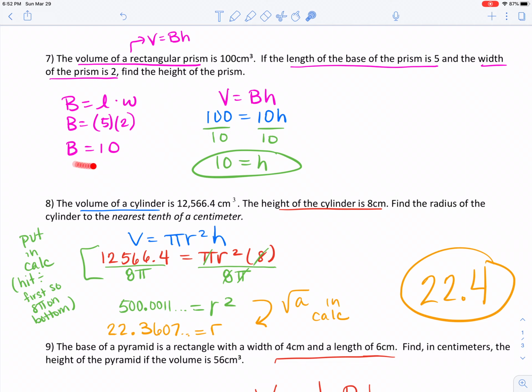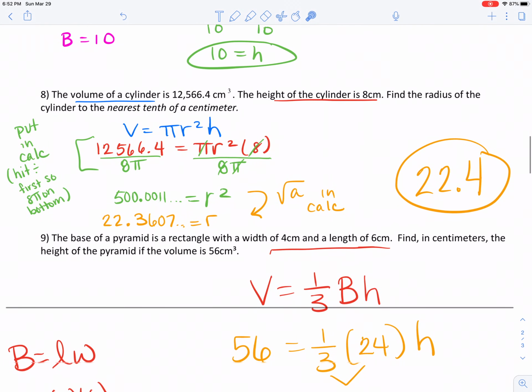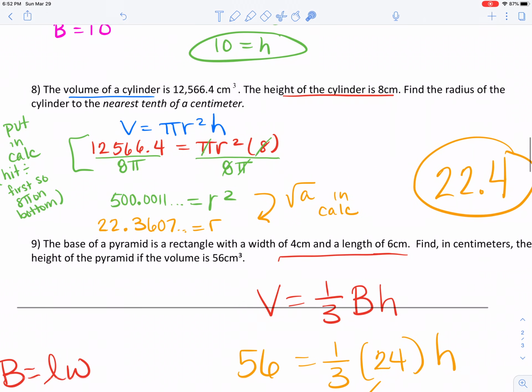getting the length times the width of the rectangular base. So then I could just plug into V equals BH. They gave you the V as 100. They gave you enough information to find the big B as 10, and you could solve for H, getting 10. So these followed along in the notes verbatim, the three that were in the notes.